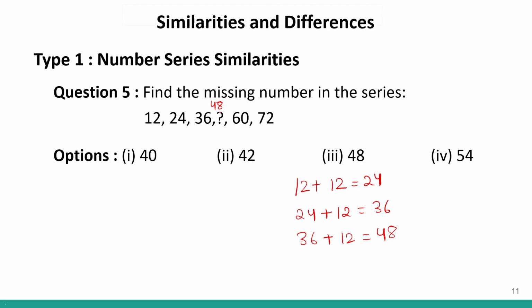Now we'll check whether 48 follows the same logic with 60. If I add 12 to 48, I'll get 60. Yes. And if I add 12 to 60, I'll get 72. So the logic is plus 12, plus 12, plus 12, plus 12, and plus 12. So 48 is a number which satisfies the same logic with the previous number as well as the next number. The 48 will be the correct answer, which is option number 3.